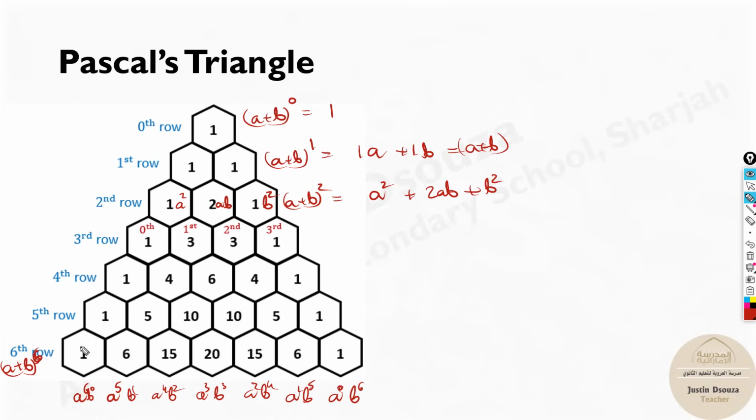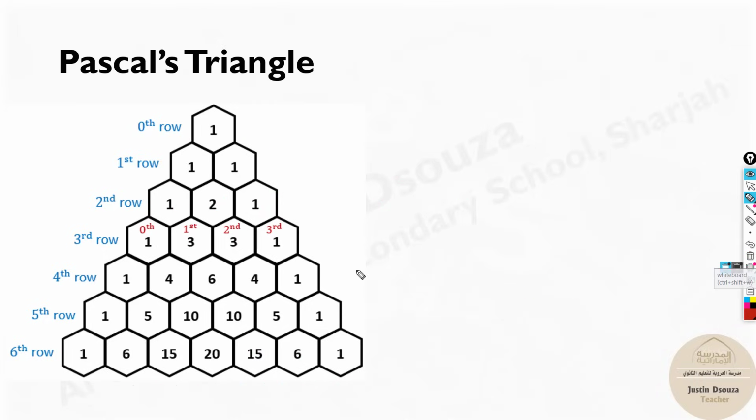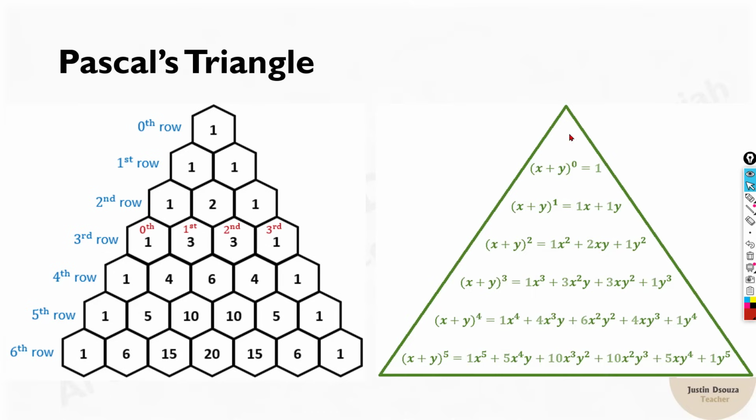So the coefficients are given over here, and these are the variables. It will be 1, a power 6 b power 0, that's it, plus 6 times a power 5 b, plus 15 times a power 4 b squared, plus 20 times a cube b cube, and so on. This is the coefficient and these are the variables. Write them up together. So that's how we expand. This triangle was given by Pascal and we call it Pascal's triangle. And these are the expansions. You can see over here 1 x power 5, 5 x power 4, and 1 just begins because it's 1 power y power 1.